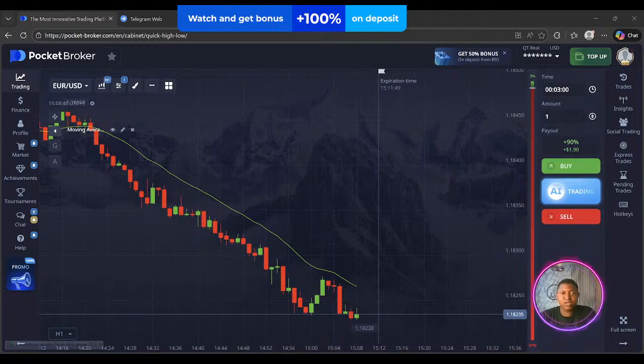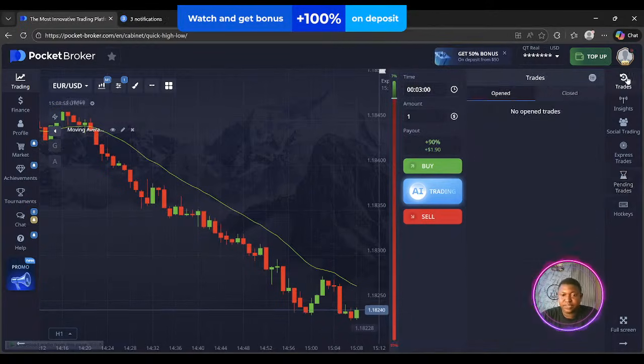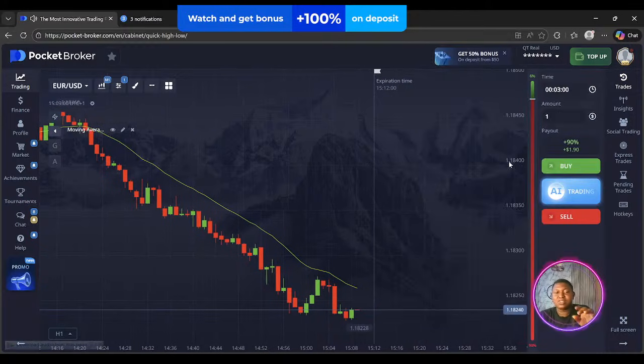So that is it. While we wait for the market to move towards our direction, let's see if we can take any trade now that the market is going down.